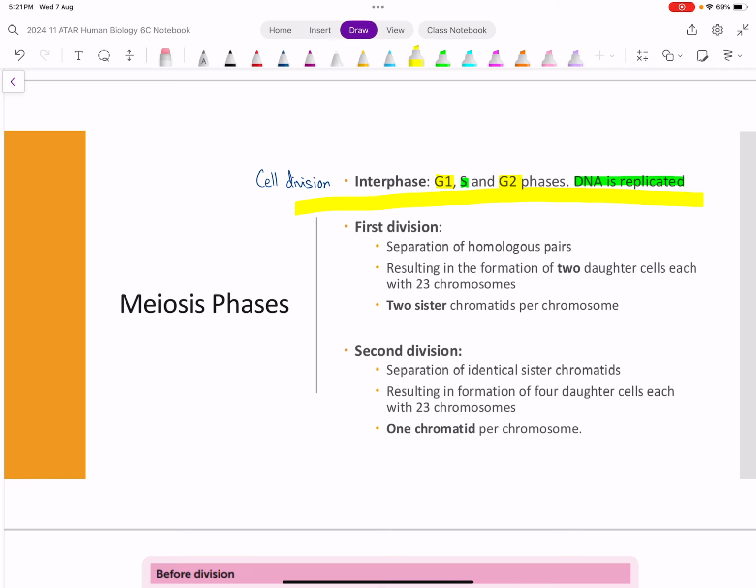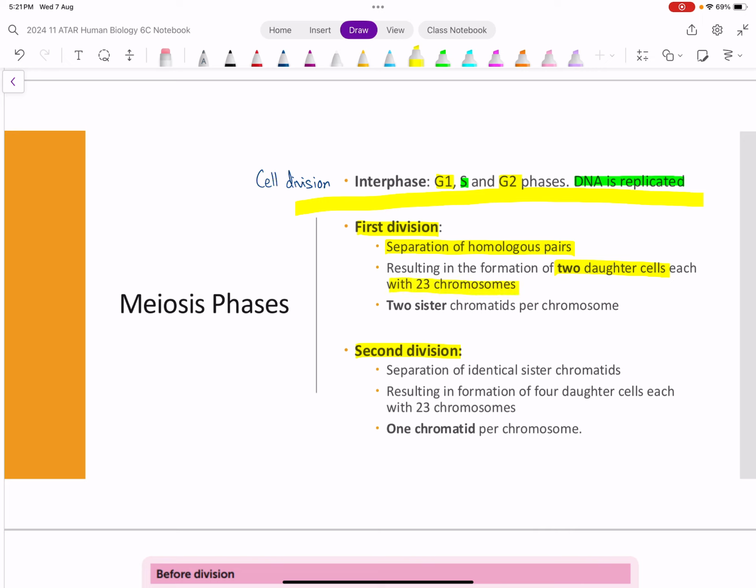Now, fortunately for us, when we look at meiosis, our stages repeat. We're not learning anything majorly new over mitosis, but we are learning some different things to help us distinguish between these two processes. So as a quick overview, meiosis is made up of two divisions. In our first division, we have our separation of homologous pairs, which leaves us with two daughter cells, each with a total of 23 chromosomes.